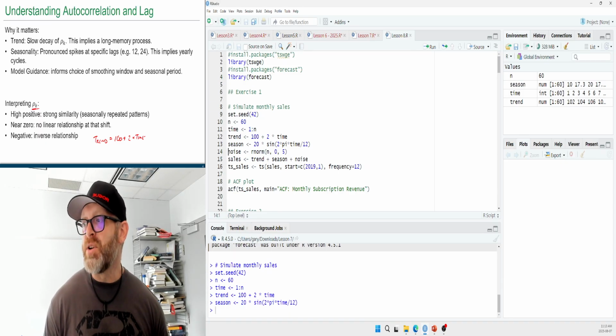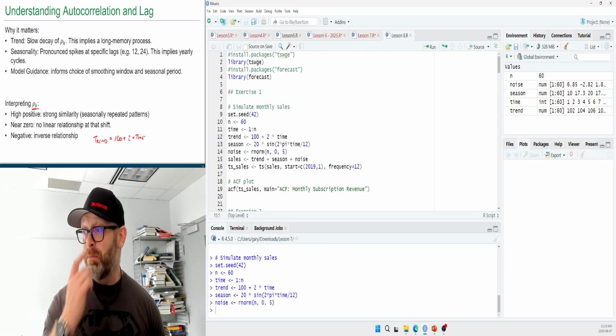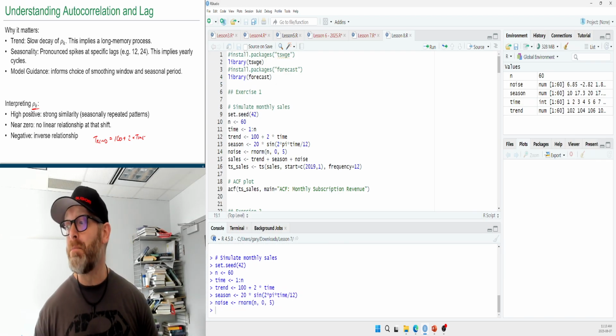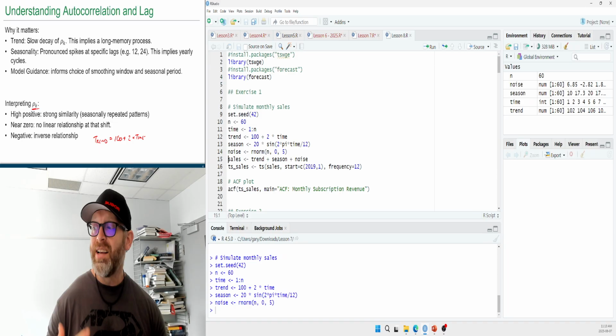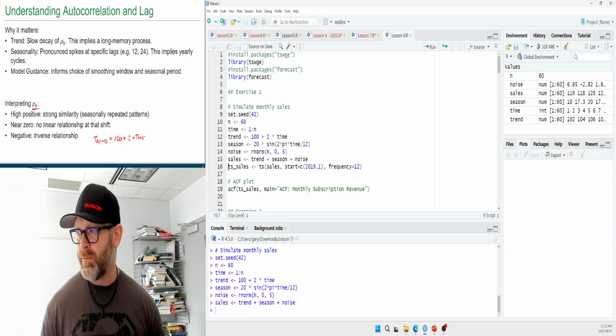And I'm going to add some noise into this now. So it's going to follow a normal distribution with a mean of 0 and a standard deviation of 5. And now I'm going to build my time series, where I'm adding these 3 components together. So I'm going to call this sales. Sales is going to be defined by trend, season, and noise.